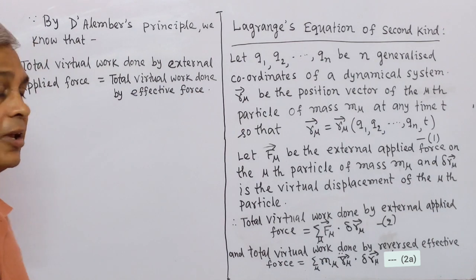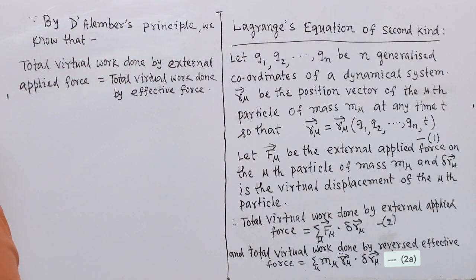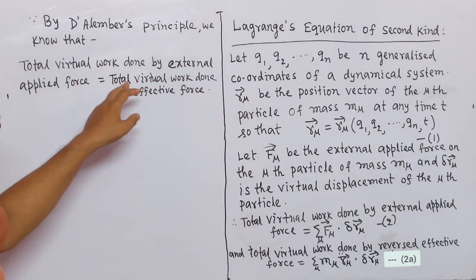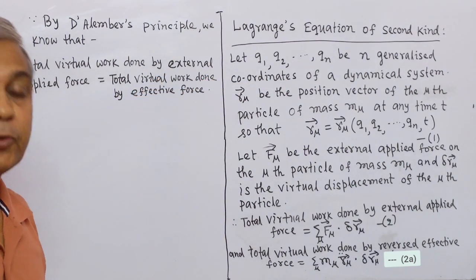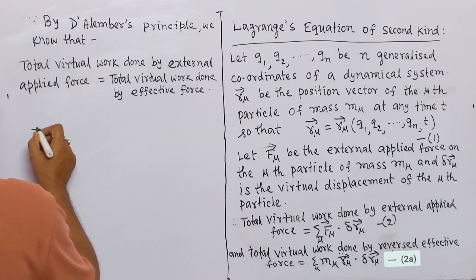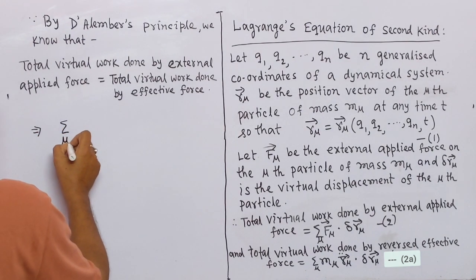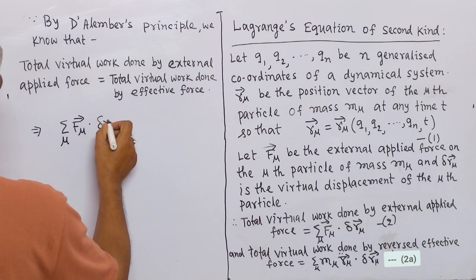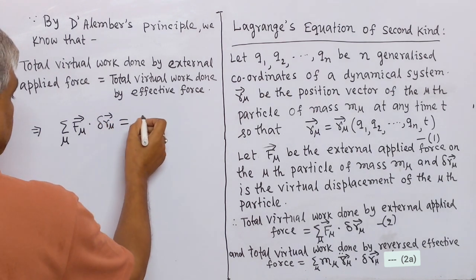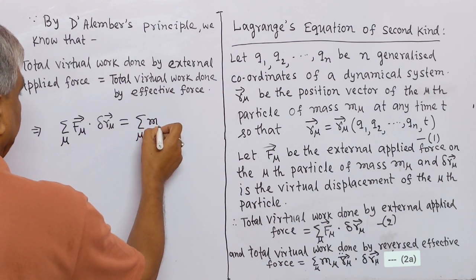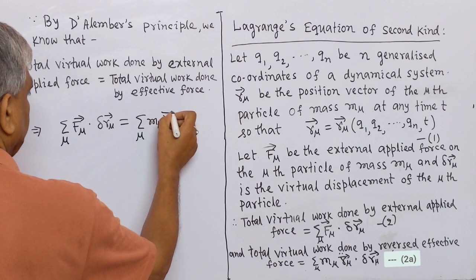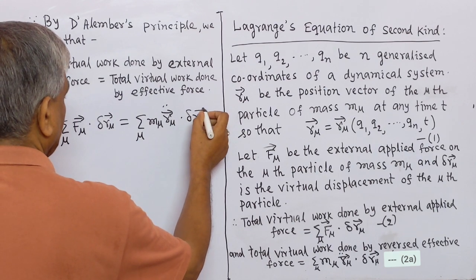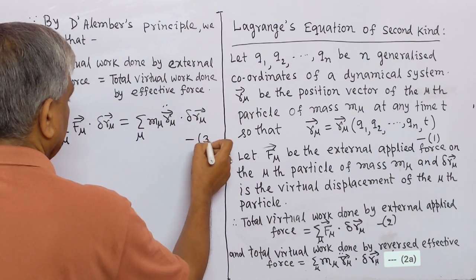Let this be number 2. Since by D'Alembert's principle, we know that the total virtual work done by the external applied force is equal to the total virtual work done by the effective force, this implies that sigma mu F mu dot delta R mu equals sigma mu m mu R mu double dot, this is acceleration, dot delta R mu. This is number 3.